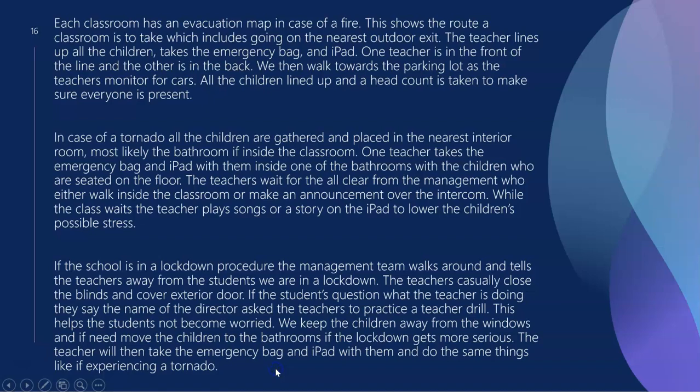Safety plan. Each classroom has an evacuation map in case of a fire. This shows the route a classroom is to take, which includes going out the nearest outdoor exit. The teacher lines up all the children, takes the emergency bag and iPad. One of the teachers is in front of the line and the other is in the back. We all then walk towards the parking lot as the teachers monitor the cars. All the children are lined up and a head count is given to make sure everyone is present.